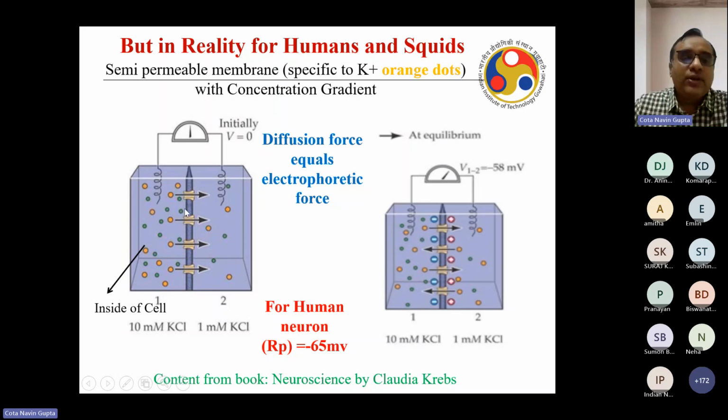Because of that, some of the K plus ions, the orange ones, will move. The semi-permeable membrane is permeable and allows some ions, especially the K plus ions, to move from the inside of the cell to the outside of the cell. Because of this movement, an electric field is created. That electric field is depicted over here, shown as a positive field at the outside of the membrane and a negative field to the inside of your membrane.